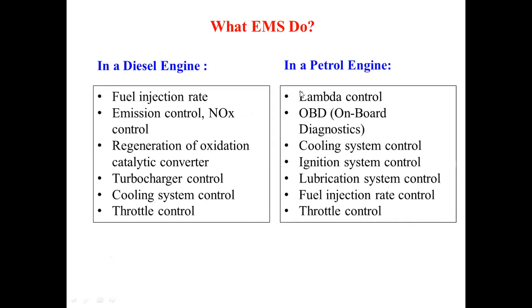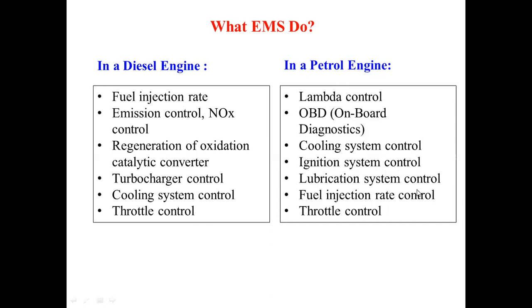What is lambda? Lambda, we know, is the stoichiometric air-fuel ratio. If lambda is equal to 1, that means you are supplying the chemically correct ratio. If lambda is less than 1, that is 0.9, 0.95, then the mixture is said to be rich. And if lambda is more than 1, that is 1.1, 1.2, then the mixture is said to be a weak or lean mixture.